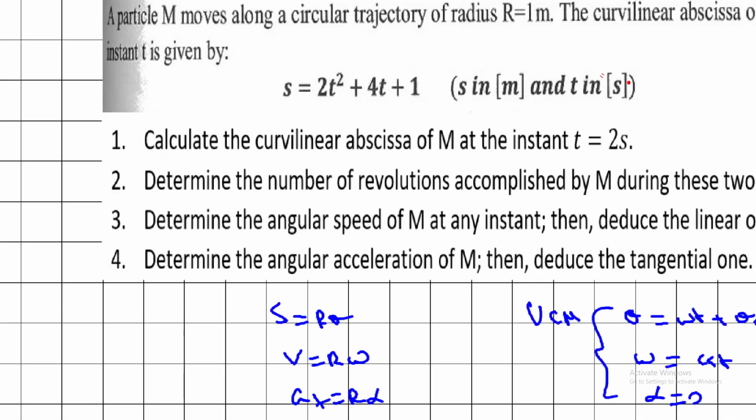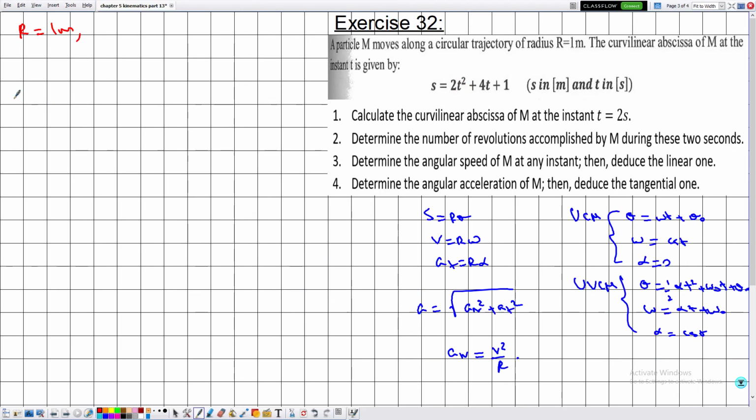Now calculate the curvilinear abscissa of A at t equal to 2 seconds. This is straightforward. Replace the value of t by 2. So s as function of t equal to 2 seconds is equal to 2 plus 4 multiplied by 2 plus 1. Plugging this polynomial on the calculator, this is given by 17, and recall that s is expressed in meters. So s is equal to 17 meters.